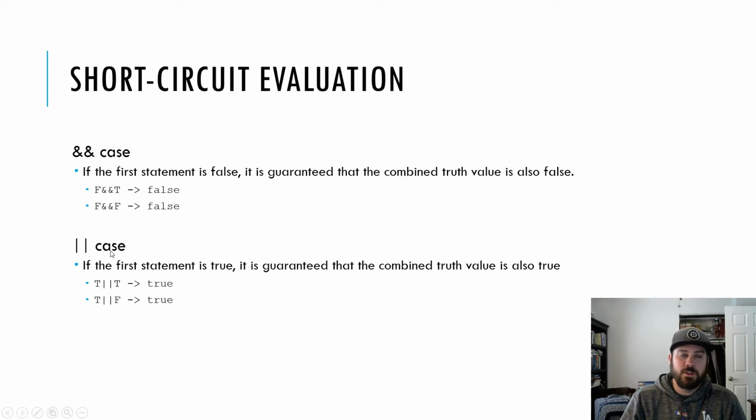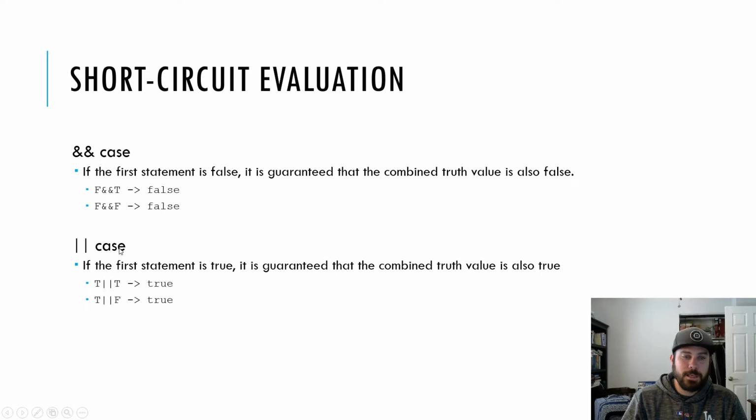So the short-circuit evaluation says if the first statement or the first variable or the first Boolean value is false in an AND compound conditional, then I don't even read the second statement or variable or value. I just skip over it because I automatically know that it's going to be false.